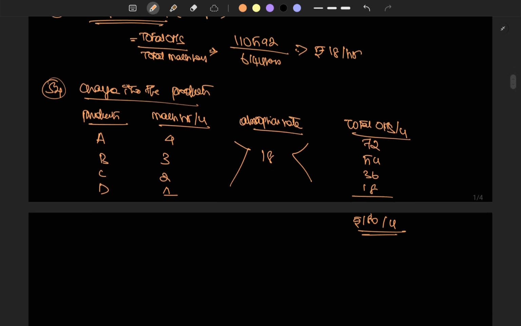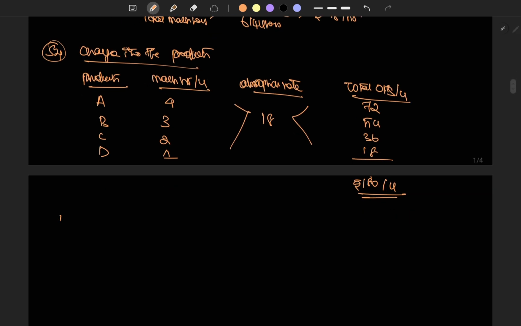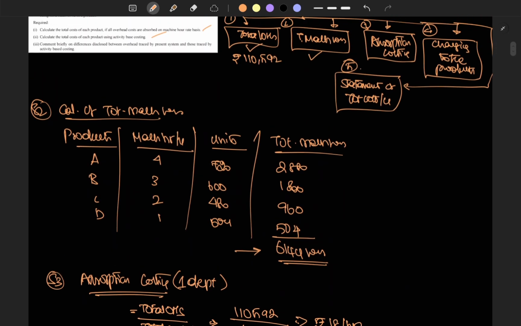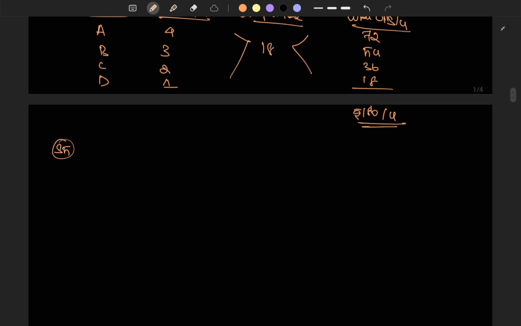Okay, so as a whole, per department, to produce every 1 unit of every product, it actually causes 180 per unit of overhead to the department. So next, we found out the total overheads per unit for all the products. Now let's quickly find out the total cost per unit. Statement of total cost per unit.